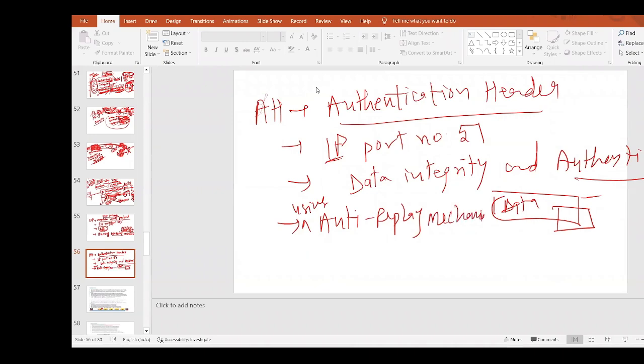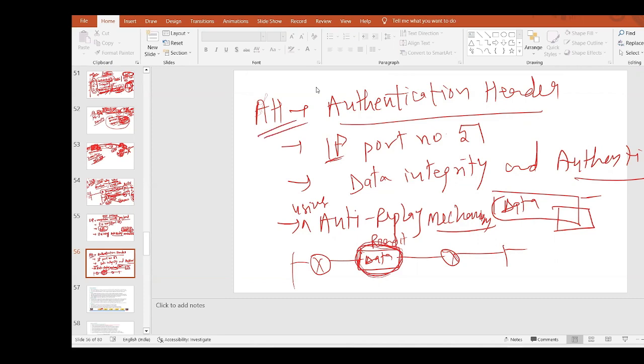So guys, let me explain with an example. Suppose I have one piece of data, this is my data. If someone reads it, I don't mind. I don't mind if someone reads my data. Got it? But there should not be any change in my data. My data should not be tampered with. In that condition, we can use AH.